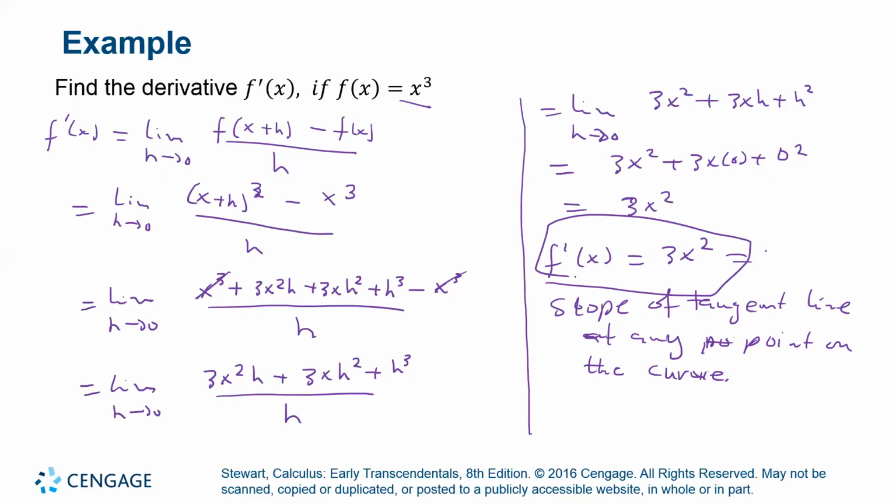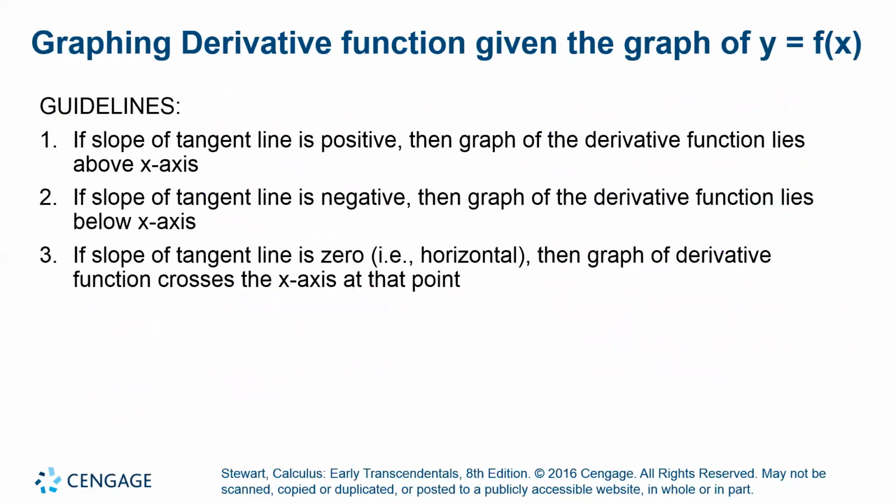Now, sometimes if you have the graph of f, you want to get the graph of f prime. Because we see that the slope, f prime, is a function, it has a graph. Now these are the guidelines. This is not in the book, but from my experience, here is how to get the graph of f prime: graphing the derivative function given the graph of f.